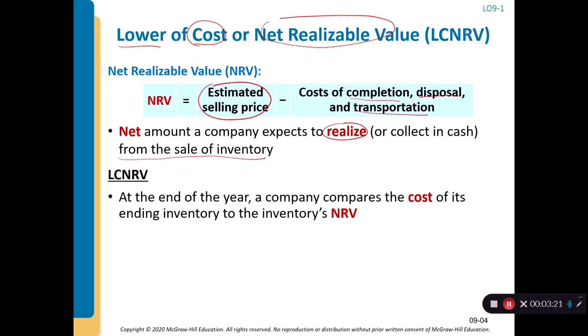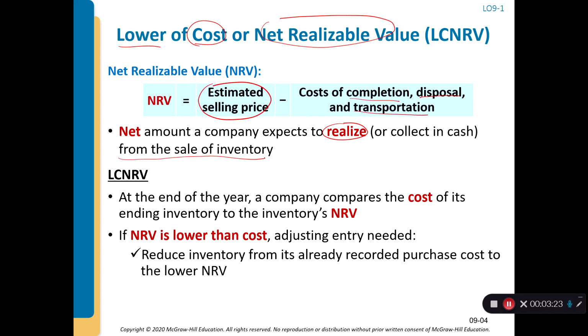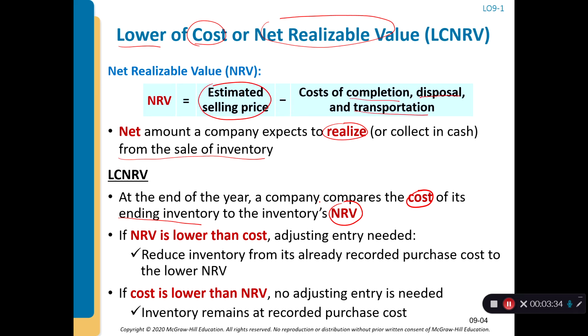With LCNRV, at the end of the year, a company compares the cost of the ending inventory to the inventory's NRV to decide whether it needs to write down the inventory. If the NRV is lower than the cost, an adjusting entry is needed to reduce the inventory to the NRV level. If cost is lower than the NRV, then no adjusting entry is needed.